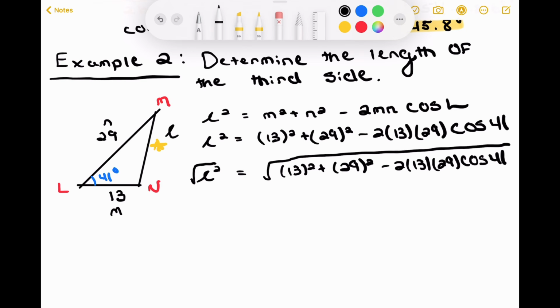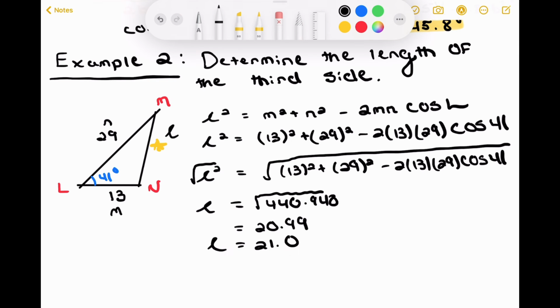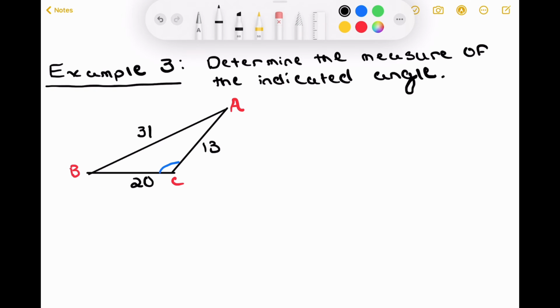There we go. And then a single L is equal to the square root of 440.948, which is equal to 20.99, which we'll just round to 21.0 as the length L. So we can actually write 21 in place of that star of the missing side, and that's going to be our solution for that one. Let's work on example 3 here.